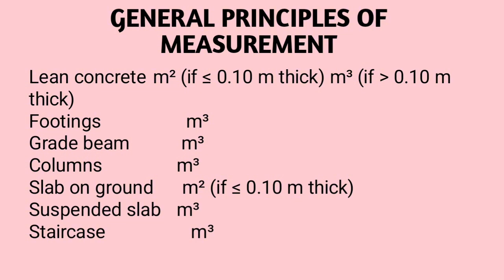Some key rules to remember. Length is measured center to center of grids unless stated otherwise. Thickness is always structural thickness, not finishing. If the same item repeats, multiply the single piece volume or area by the number of repetitions. Openings smaller than 0.50 square meters are ignored, larger openings must be deducted.